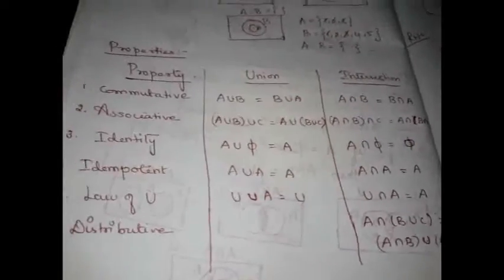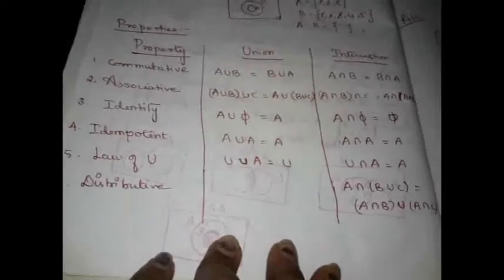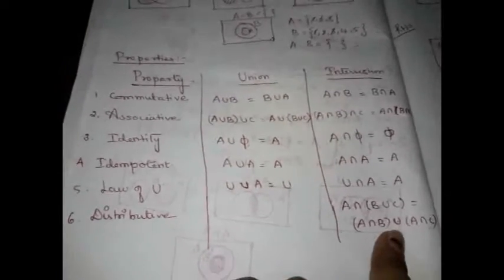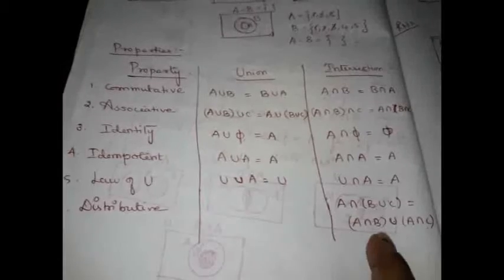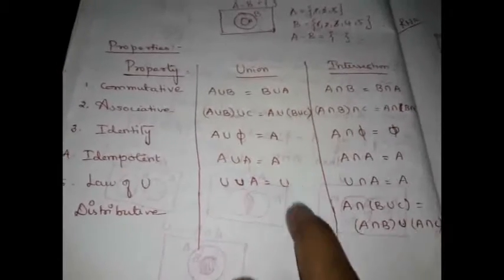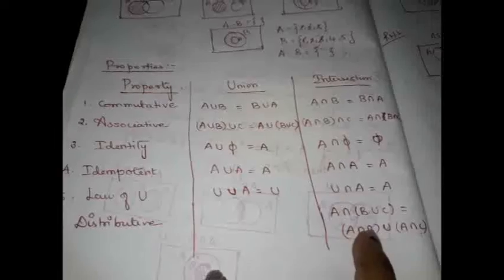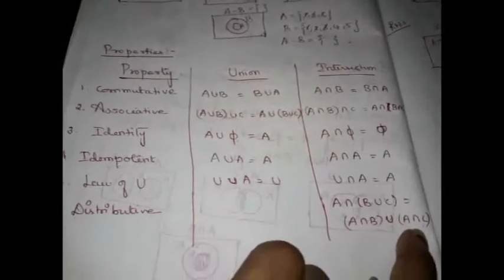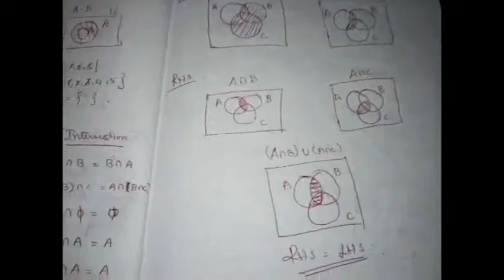And we have seen a few properties: commutative, associative, identity, idempotent, law of union and distributive. Distributive is very, very important. A intersection B union C is A intersection B union A intersection C. This plays a vital role in solving problems. Then we have seen how to prove the distributive law using a Venn diagram.